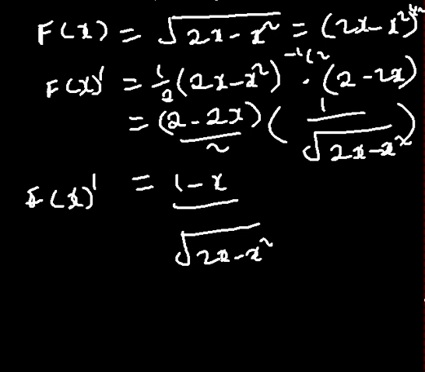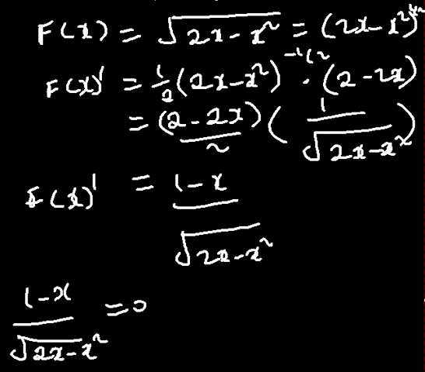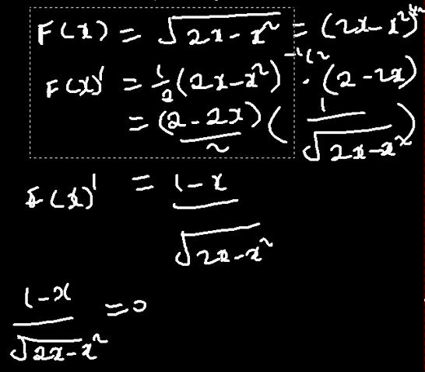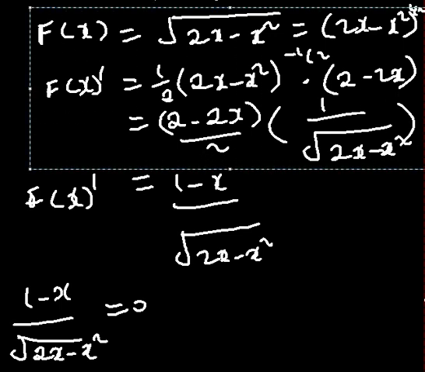From that point, we should apply Fermat's theorem and find the critical values. That is given as (1 minus x) divided by the square root of 2x minus x squared, equal to 0. We should also use the same principle where we solve the numerator as well as the denominator separately to find the critical values.